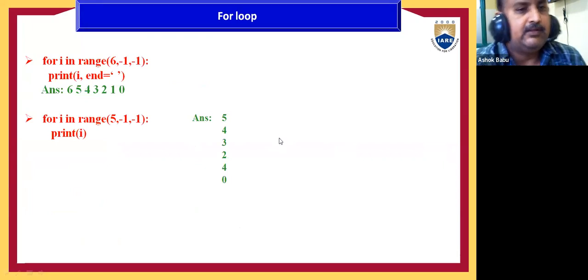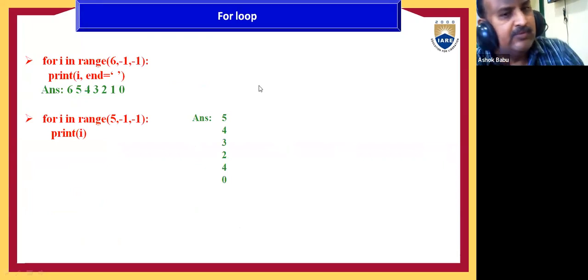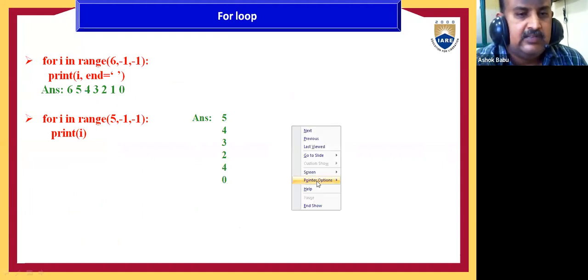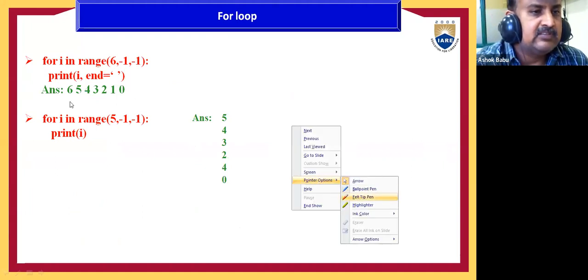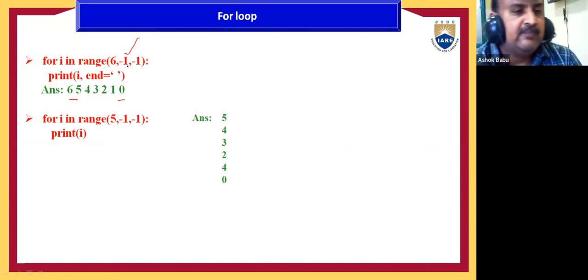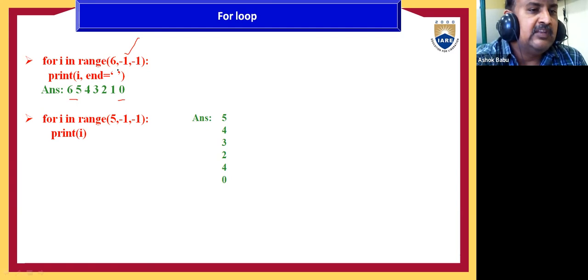Suppose now the program is: I want to print the numbers from 6 to 0 in reverse order, starting from 6 and ending at 0. So to print the numbers, the range is 6 to minus 1, because minus 1 is the ending range and will not be included. Therefore it will print the numbers from 6 to 0. The step size is minus 1: 6, 5, 4, 3, 2, like that.